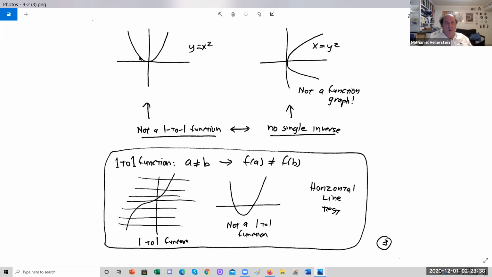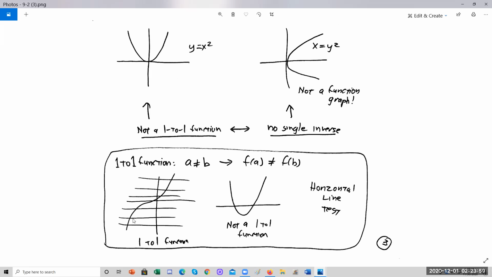So the trouble is that this function here is not what's called one-to-one. It sends two different numbers to the same place. A one-to-one function is one where if two numbers are different, then f of them are different. It sends different numbers to different places. That way we can invert.